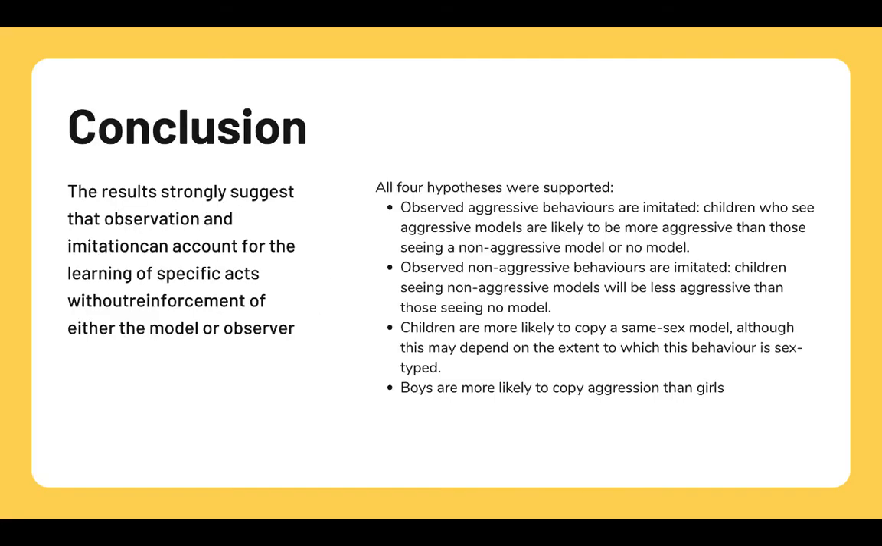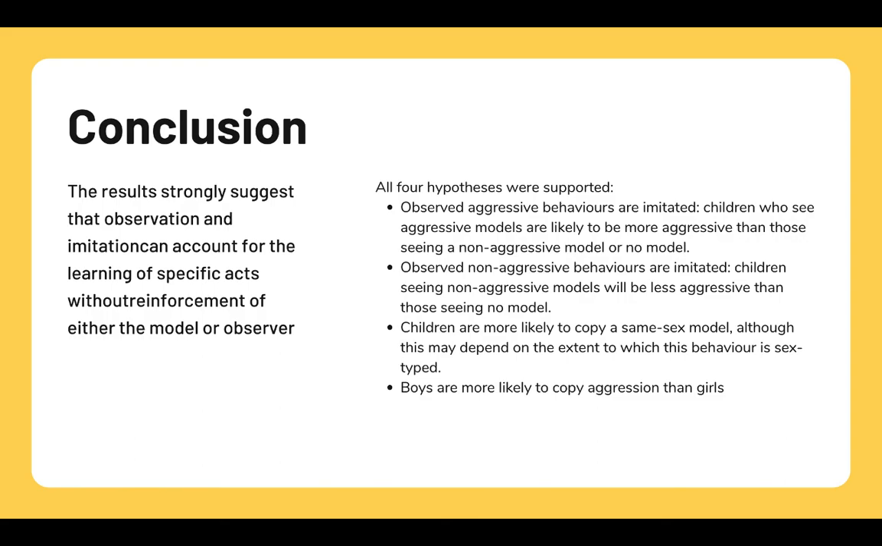Okay, so what can we conclude? The results strongly suggest that observation and imitation can account for the learning of specific acts without reinforcement of either the model or the observer. So here they were not given reinforcement if they copied the behavior, but they still did it. Okay, so it's not operant conditioning, it's more likely social learning theory. They observed and they imitated.